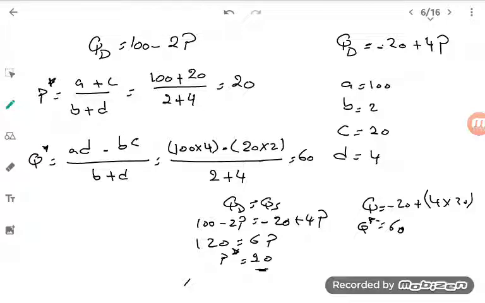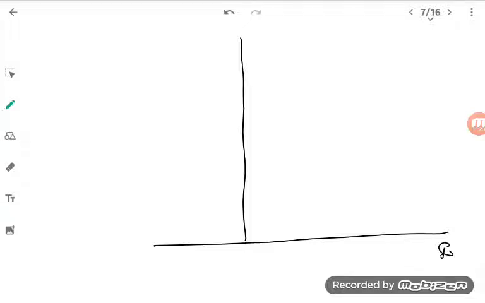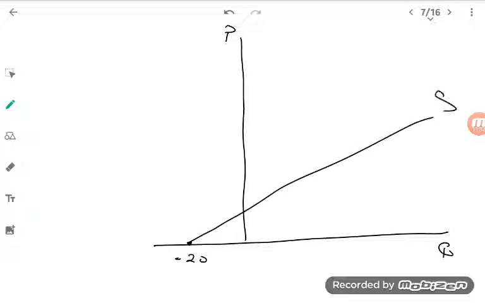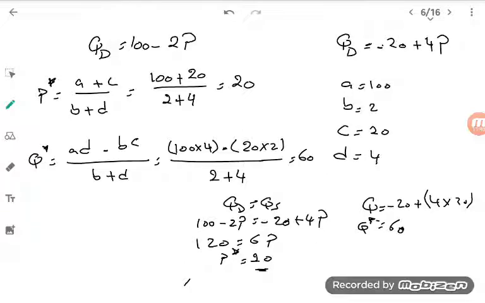This can be illustrated graphically as Q and P. We are going to start with negative 20, and this is the supply curve. You can find this value, negative C over D, by calculating C over D, 20 divided by 4, which is 5.